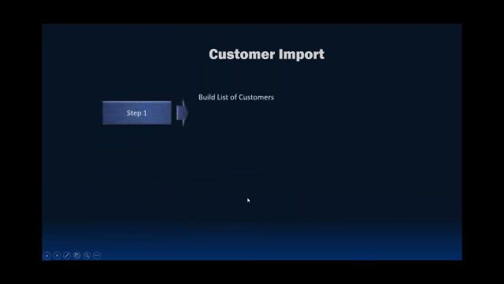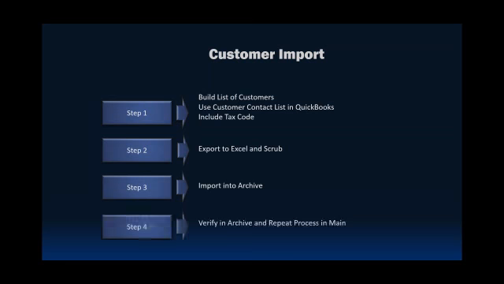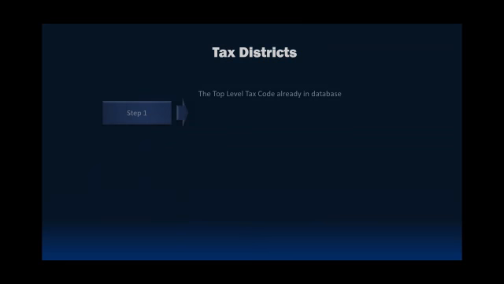Customer import, and again, this is not really for the accounting integration, but it is something that you want to have done before you even do this. Build a list of customers. Include your tax codes and import, export to Excel and scrub, import into the archive, and verify and archive and repeat the process in main. Again, this has been discussed in the other webinars for Tigerpaw that are recorded out there.